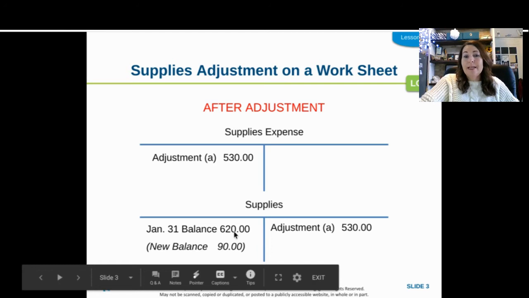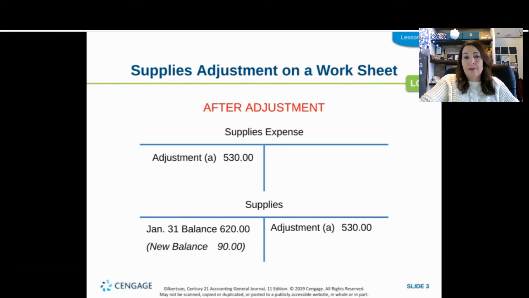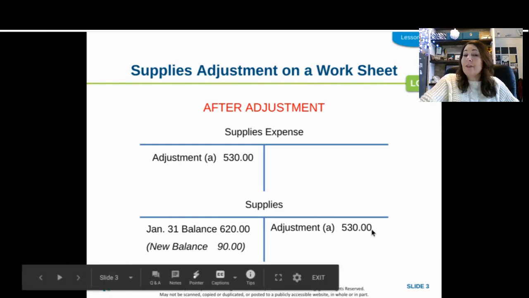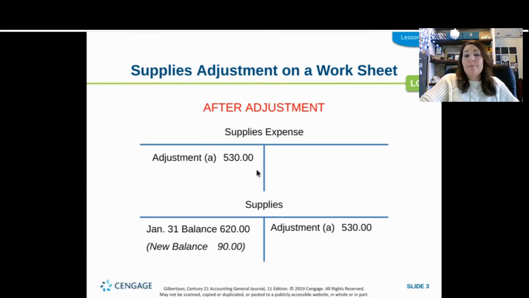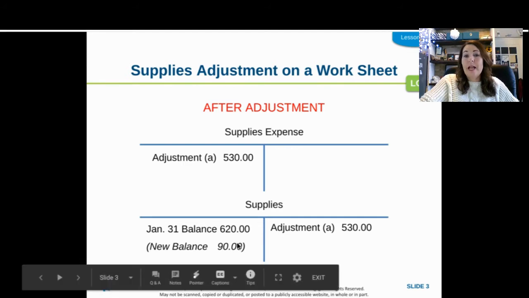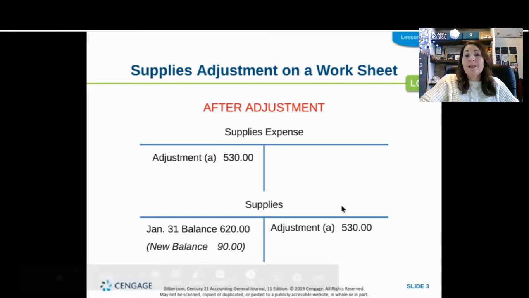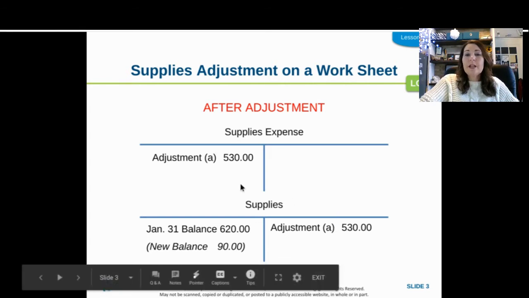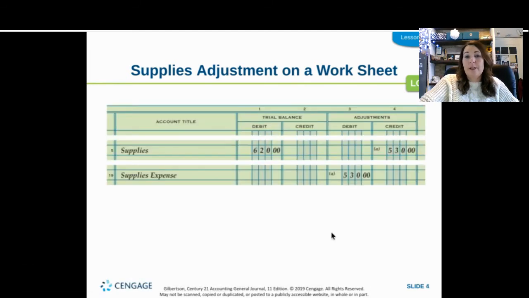To make a debit get smaller, we have to do a credit. So we're going to credit supplies for $530. And if we have a credit, we have to have a debit. So that other debit is going to go under supplies expense. Basically, this is going to show that we have used $530 worth of supplies during this period, and we have $90 left to start the next period. We put these little A's here so that you know that they're related. The next adjustment would have a B, a C, and so on.